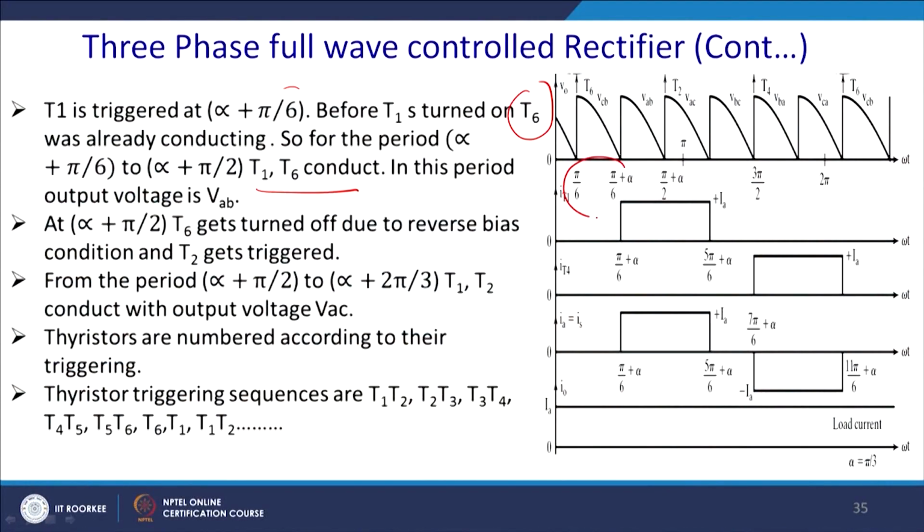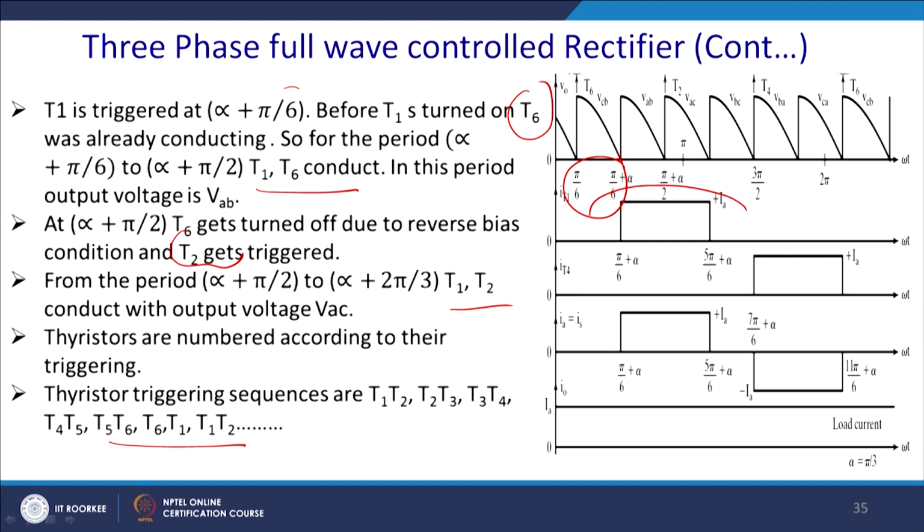And this is the configuration. So, you get CB, thereafter AB and the consequent voltages. At alpha plus pi by 2, T6 turns off due to the reverse bias and T2 gets triggered. From alpha plus pi by 2 to alpha plus 2 pi by 3, T1 and T2 both conduct. So, thyristors are triggered in the sequence T1 T2, T3 T4, T5 T6 and so on, assuming that there is a constant load current.